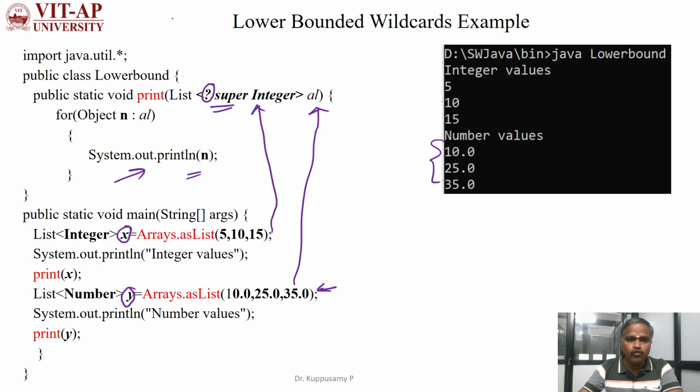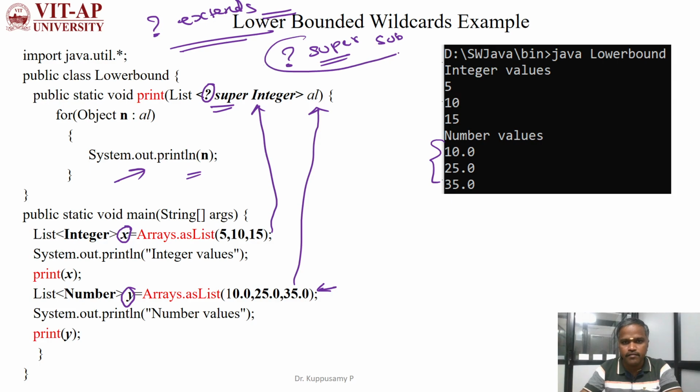In the upper bounded wildcard, we have used the extends keyword. So here the question symbol extends, then the parent class. But in this one we are using the super keyword, then the subclass. On the left side of this one is the question symbol. So this is the difference between lower bound and upper bound, right?